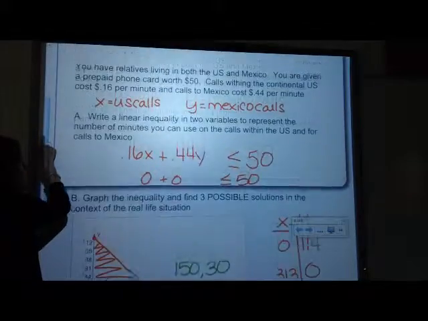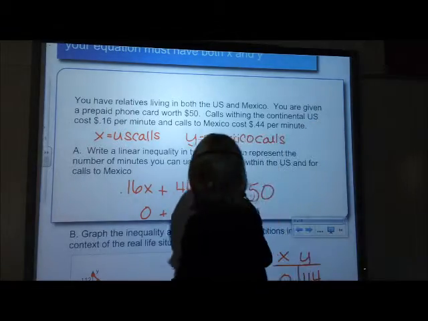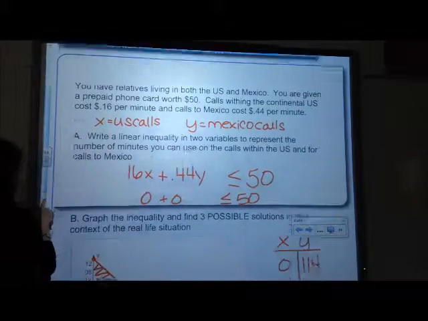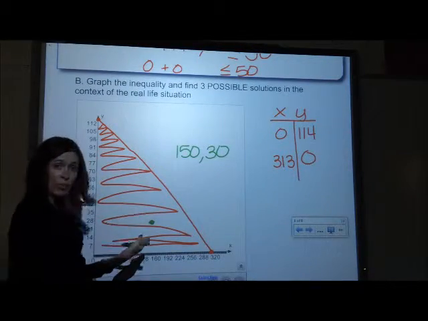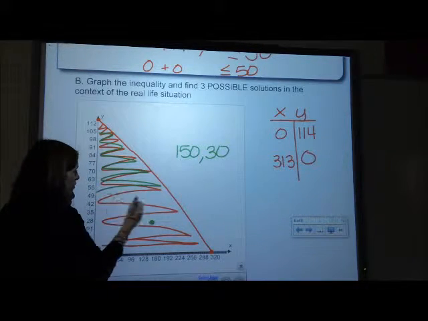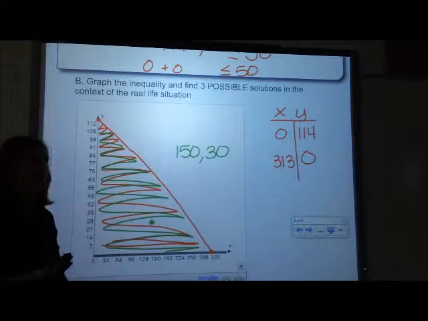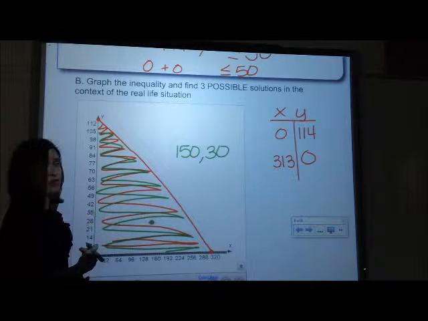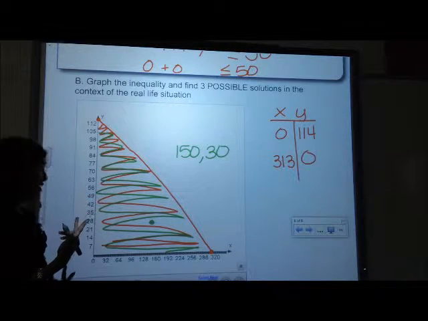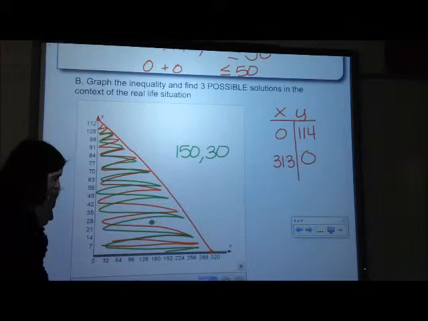So let me walk you through what we did again. We looked at our equation. We wrote an equation in 2 variables. We used less than or equal to because the maximum amount of our card was $50. We graphed the inequality. We used a test point like we had on the previous ones, and we realized that there are all these solutions that we could find. So many different ways that we could make calls between the US and Mexico and be less than or equal to our $50. So I'd like you again to find 2 other possible values that would make sense for this in a real life situation. All right, and that's it.